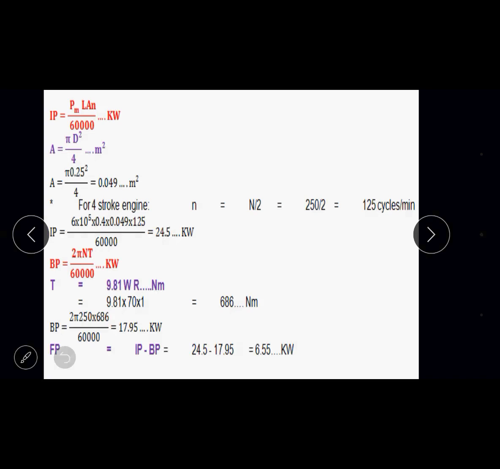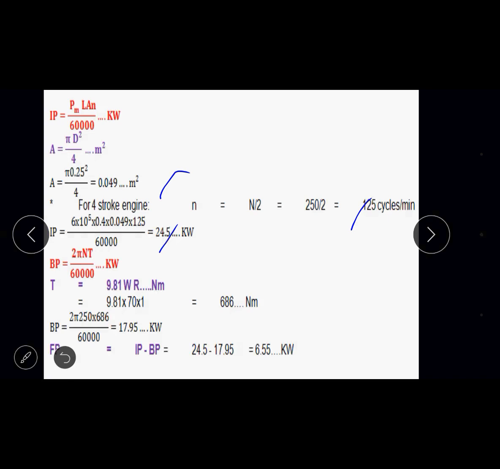Mean effective pressure is already given directly as 6 bar, and the stroke of the piston is given. Area we can find with pi d square by 4, which we get as 0.049 meter square. Small n, the crankshaft speed, is given as 250 rpm. Since it's a 4-stroke engine, take half of capital N, and you will get 125 cycles per minute. Use this to find IP, and you will get IP as 24.5 kilowatt.